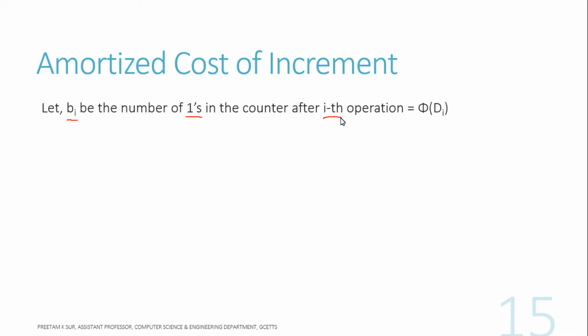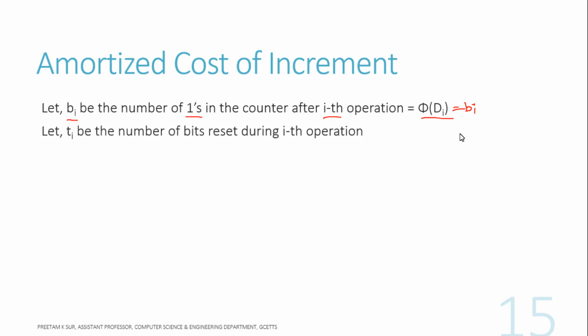So that is nothing but the potential of the data structure after the ith operation, right? So that is nothing but phi of di, right? So phi of di is nothing but bi. Okay, so bi is your potential of the data structure after the ith operation. Now let ti be the number of bits that are being reset during the ith operation. So ti is your bit reset, right? Reset means we are converting from 1 to 0. Okay, so we are making 1 to 0, right? So let ti be the number of bits reset during the ith operation.